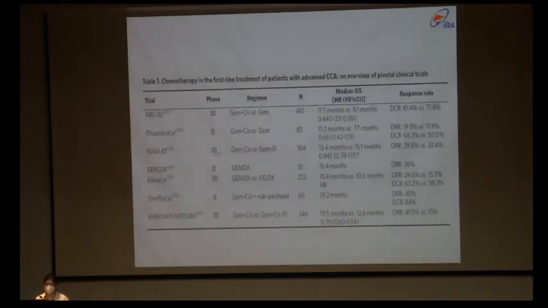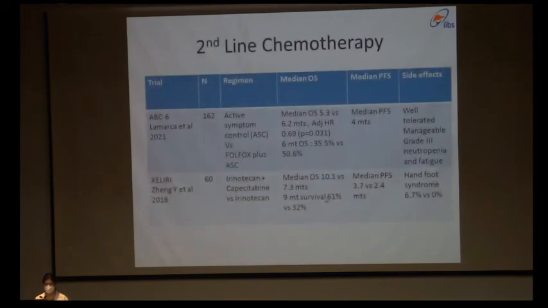So how can we improve the median overall survival in advanced cases also? In a study by Schroff et al., which is a phase 2 study, a triplet-based regimen was used, and with this the median overall survival increases to 19 months with an overall response rate of 45% and disease control rate of 84%.